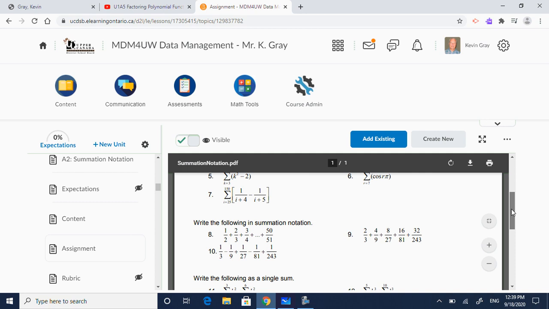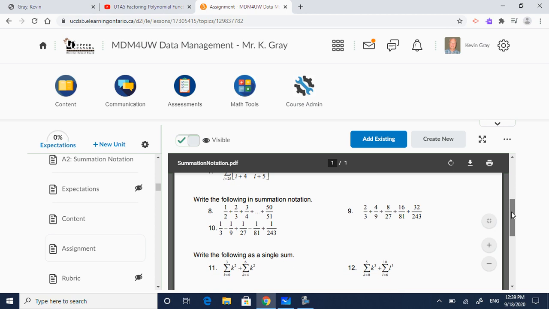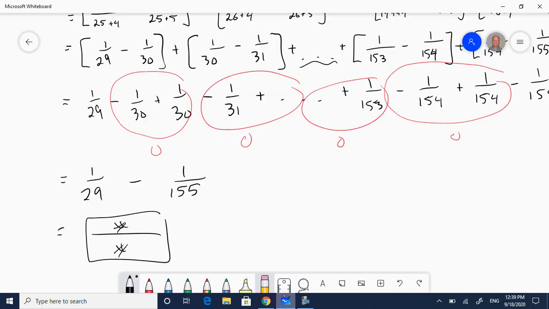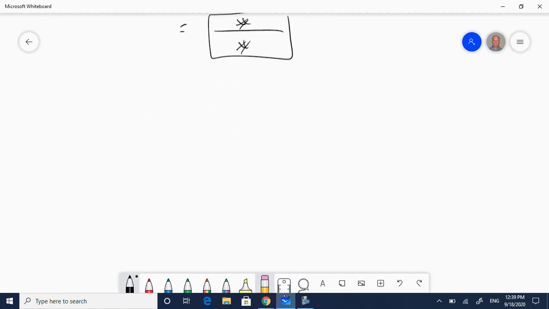Questions 8, 9, and 10 are written as a summation, so look for patterns here. And you want to talk about terms here. In a question like 8, I talked about the first term. Let's go back to question 8.